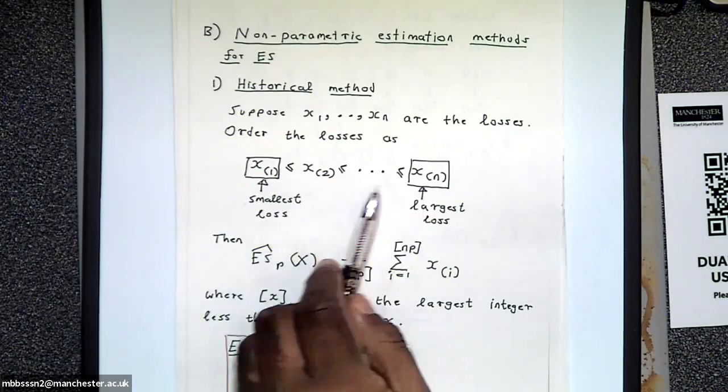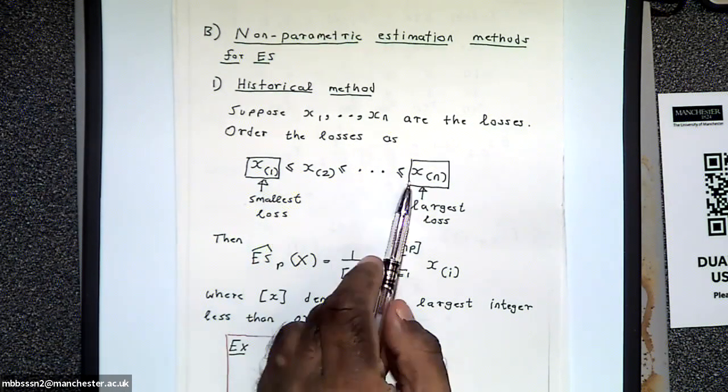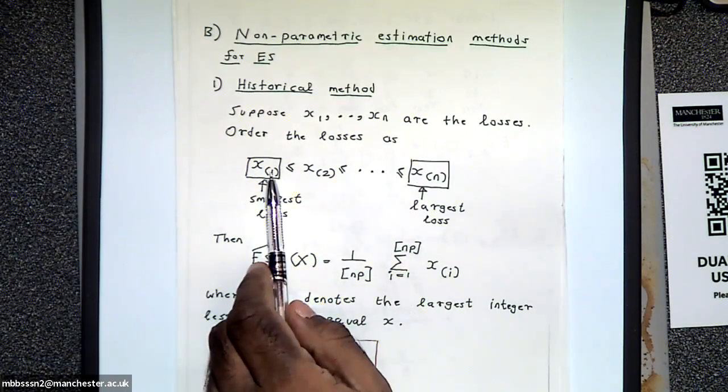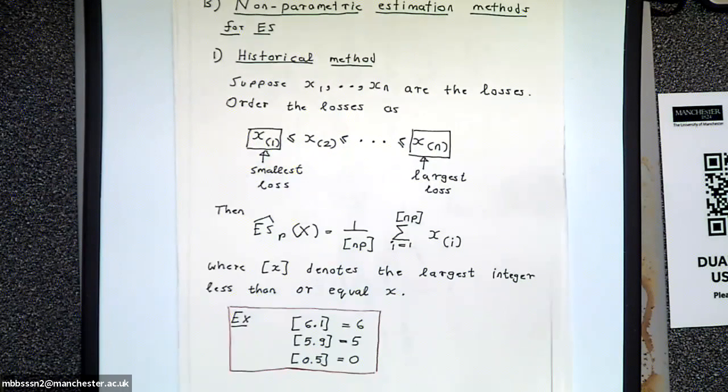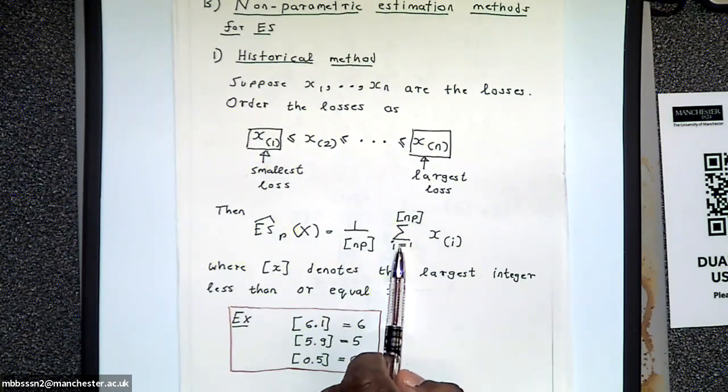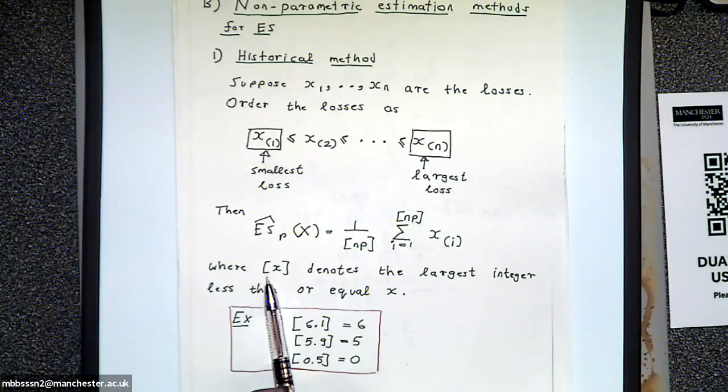So what you do is, again, you arrange the data from the smallest to the largest. So this is the smallest, and this is the largest. And then you compute the expected shortfall as this, where this notation, you might have seen this before, denotes the largest integer less than or equal to x.